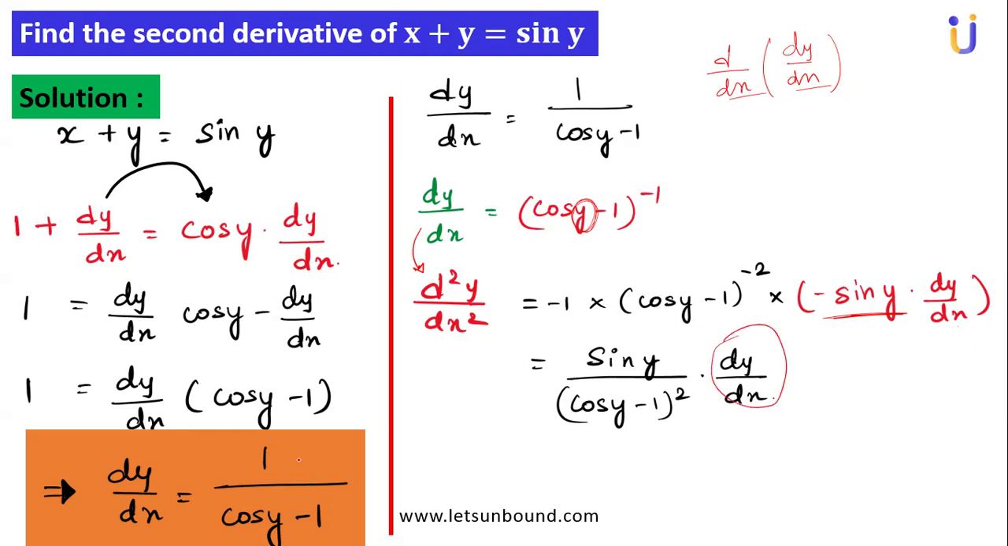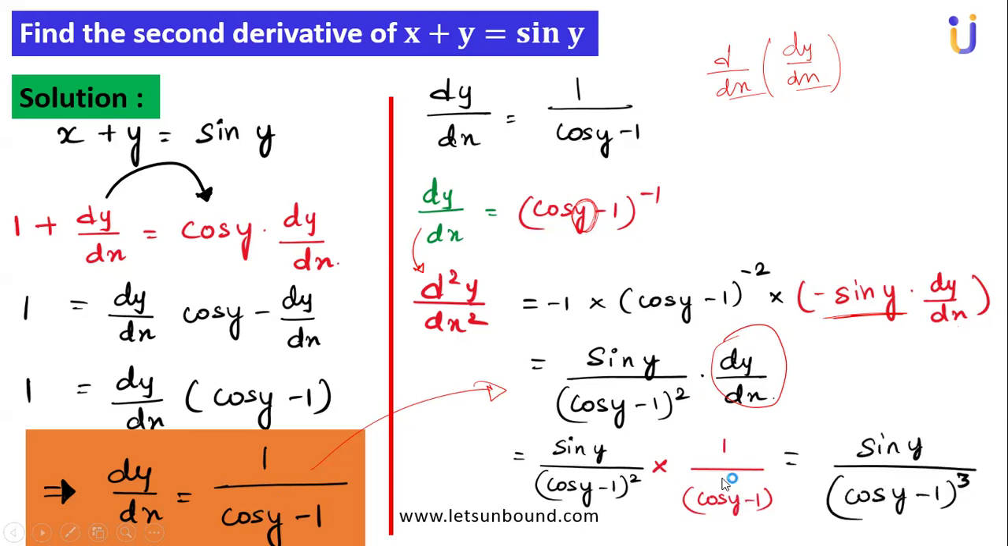You already solved it, right? dy by dx is this, and you just plug in over there. And you will get sine y by cos y minus 1 the whole square times, replace dy by dx with the function and simplify. So this is your final step. Right? So that is second derivative with implicit differentiation.